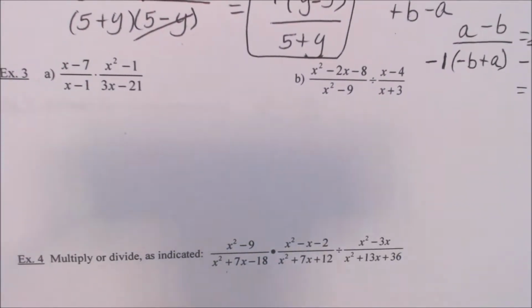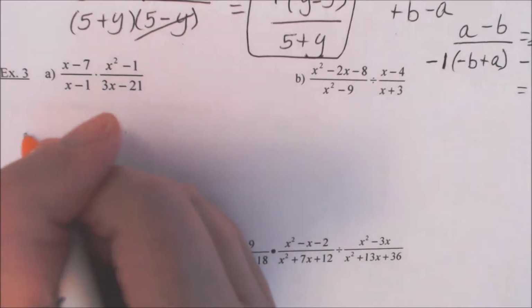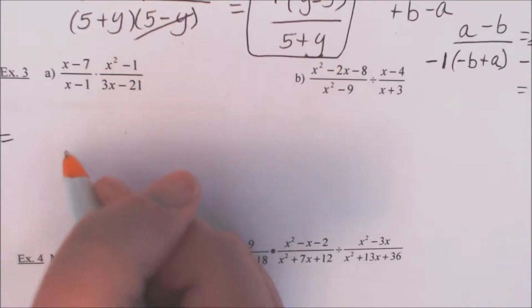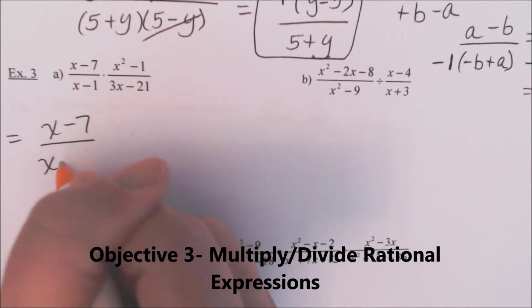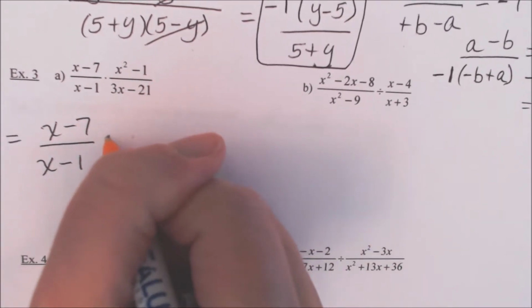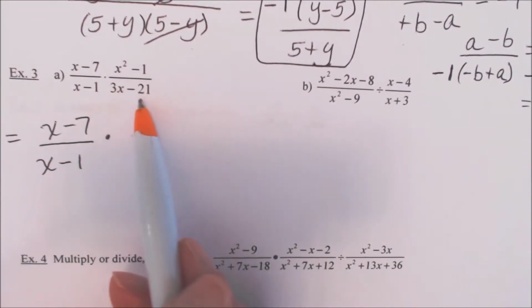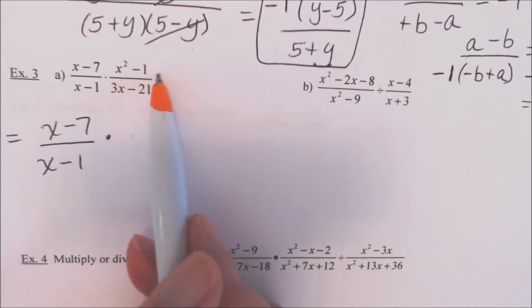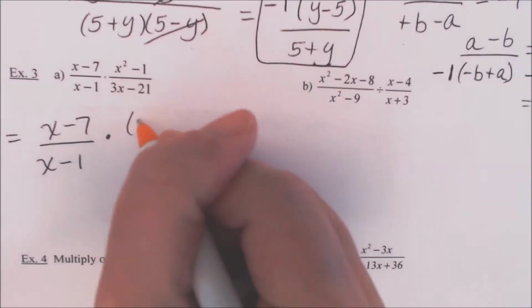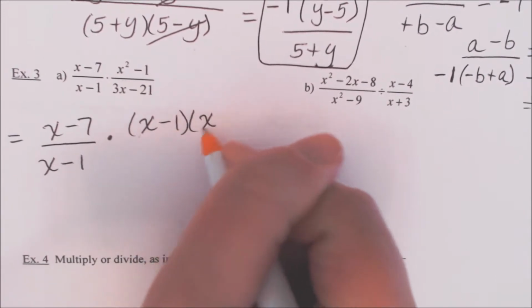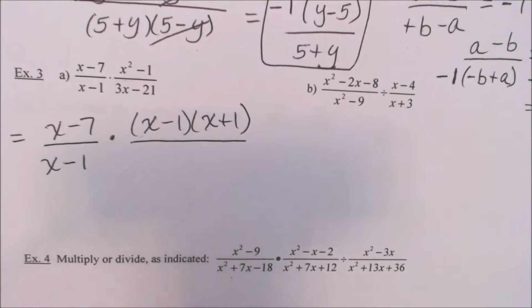Let's try example 3. Before we do anything else, we need to make sure we factor anything that can be factored. So I'm going to rewrite the entire problem with things factored. So we have x minus 7 over x minus 1, can't do anything with that there, times, now I have x squared minus 1 over 3x minus 21. X squared minus 1, I hope you see that's a difference of two squares. So that's going to break down into x minus 1 times x plus 1. The order you write those in doesn't matter. You could write x plus 1 first.